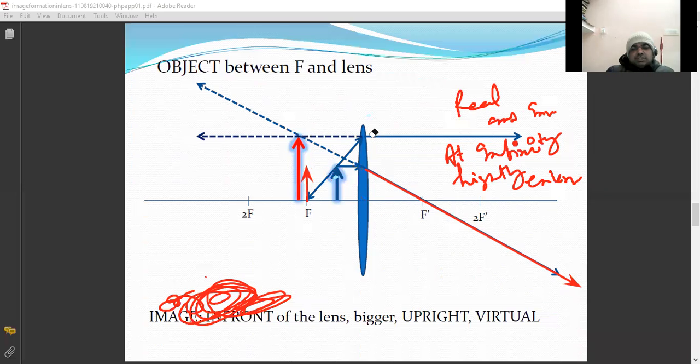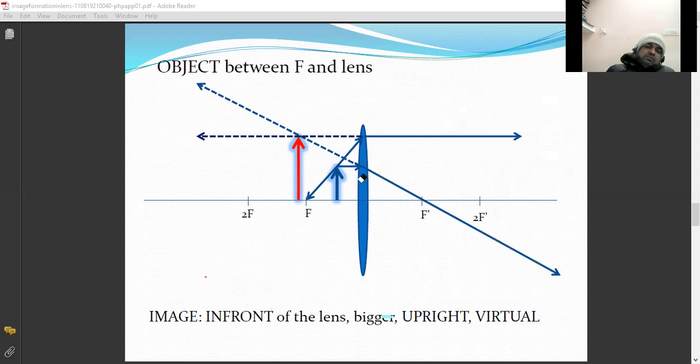This condition of image formation is used for a particular case, and it's very important for us to understand it. When we keep the object between focus and lens, your object is here. A ray of light incident on this will pass through the focus. The second ray will go parallel to the principal axis. Now draw the backward extension of these. Since these rays are not meeting anywhere, here is the image, A dash B dash, we can say.